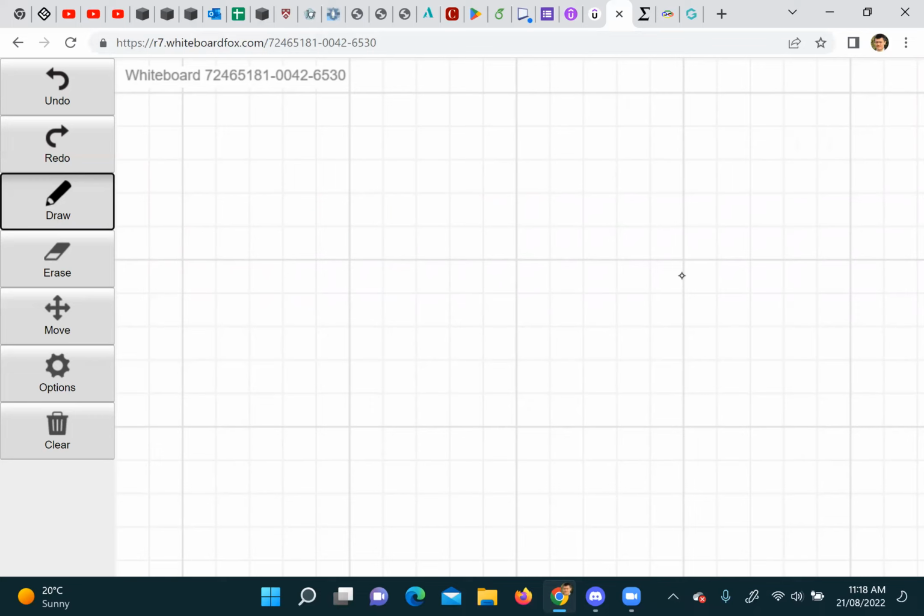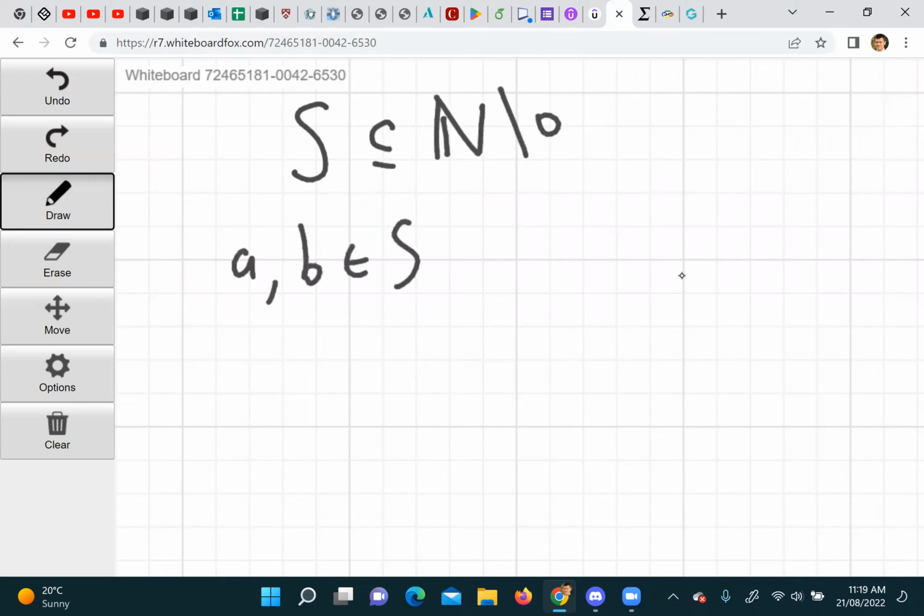So let me tell you the question. S is closed under multiplication. So the set of positive integers, just closed under multiplication. And if you have A, B in S, so A and B could be the same, is that the notation? Then AB is in S.